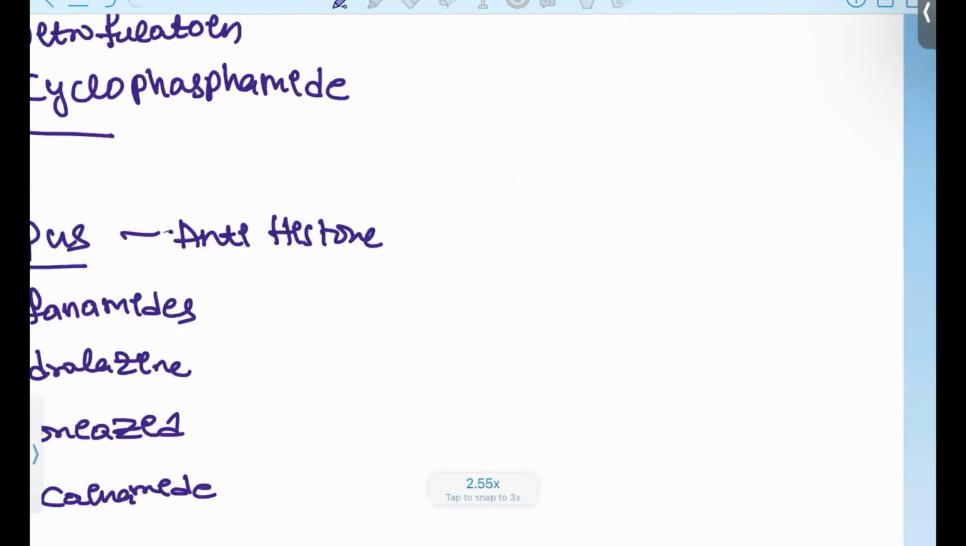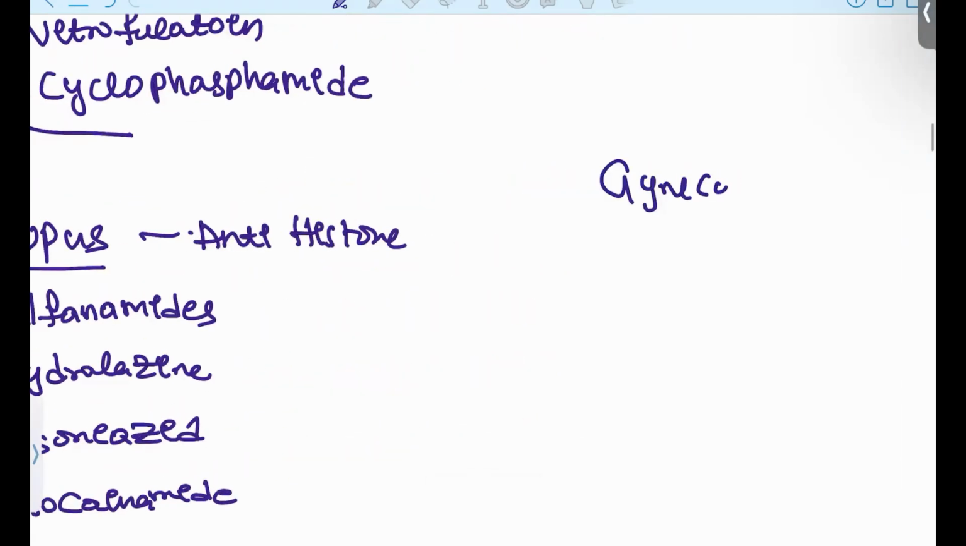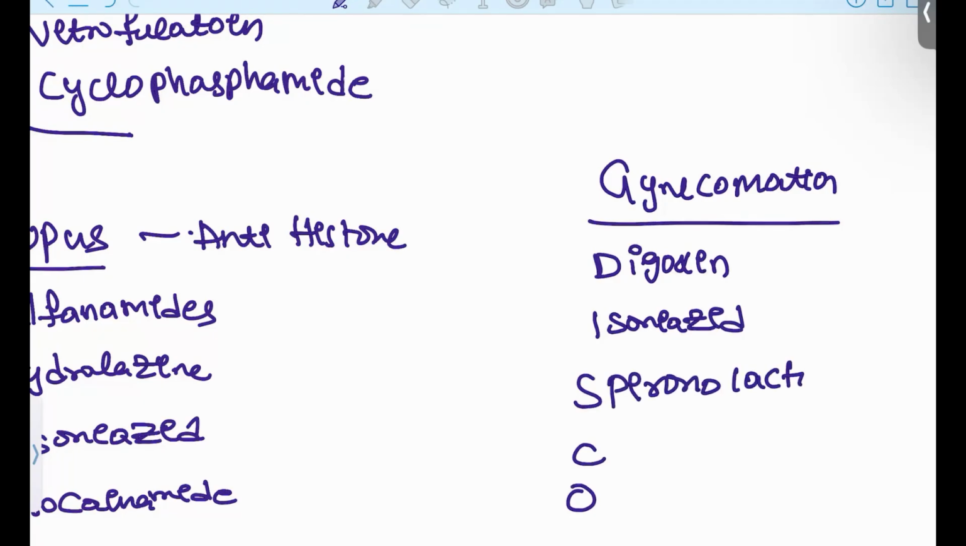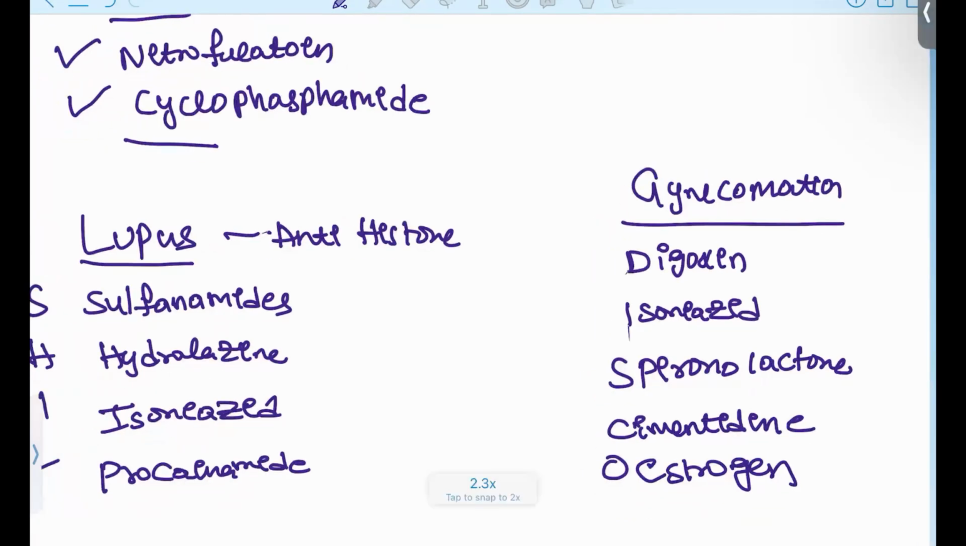Next one is gynecomastia. Gynecomastia is caused by some drugs. Remember the mnemonic DISCO. What are the drugs? Digoxin. Again isoniazid. Spironolactone. Okay, this is for the estrogen. And this is cimetidine. These drugs will be causing gynecomastia.